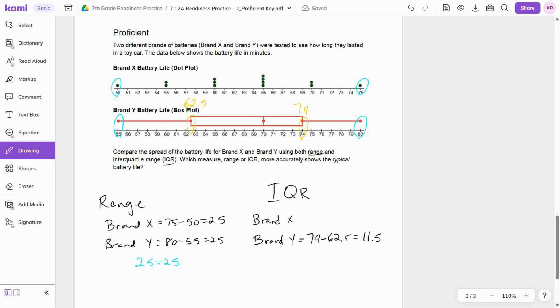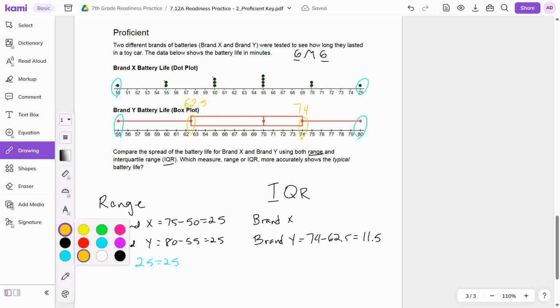Now, for brand X, this is what we're going to have to do. We're going to have to find our median, and then we're going to have to find the median of each half. That's how we get our quartiles. Let's first see how many we have. 1, 2, 3, 4, 5, 6, 7, 8, 9, 10, 11, 12, 13. Okay, that's easy, because when I've got 13, I'm going to have 6, and then my median, and then 6. So 1, 2, 3, 4, 5, 6, and then here's my median. So I'm going to put an orange box around that. My median is 55. So my first half is below, and my second half is above. And so we need to find the median of each of these halves here.